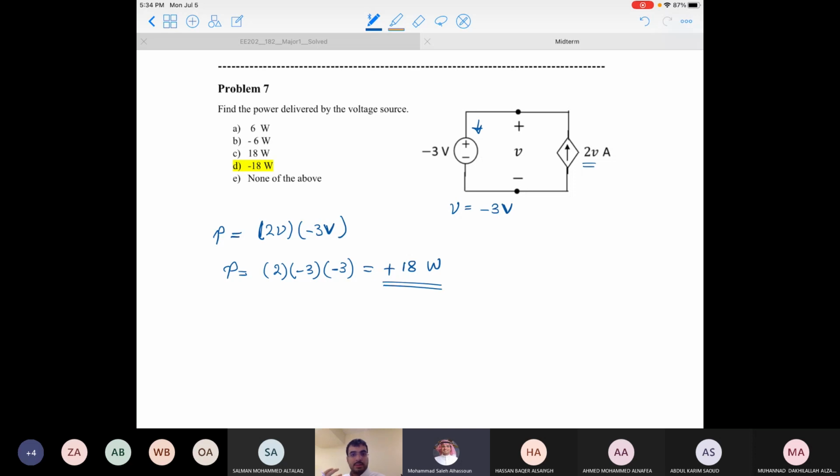What does it tell me? The current direction is opposite. It's wrong, it's going from the minus. No, we're talking about the power here. He said in the question that it's delivered. Okay, that's the assumption that I make. Now I did my calculation and I found it to be positive. Abdullah?